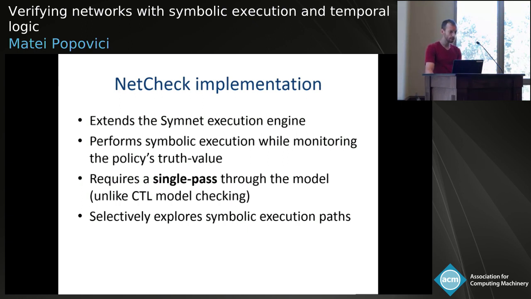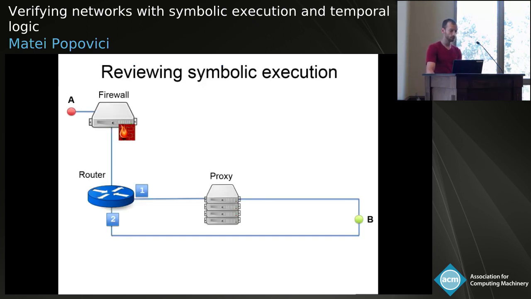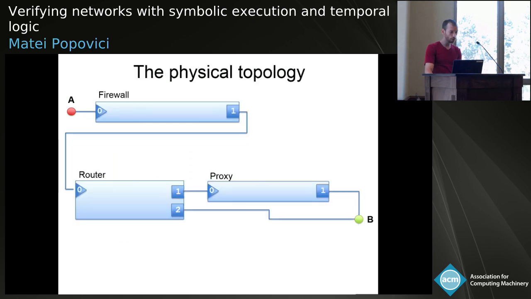So let me use a very simple example to show you how NetCheck works. Assume that all traffic is generated at port A of this very simple topology, and I will first start off by showing how symbolic execution works in this very simple example. First of all, we need to construct a model of the network. In such a model, each device is described as an element with input and output ports, and we assign Cephal code to each specific port.